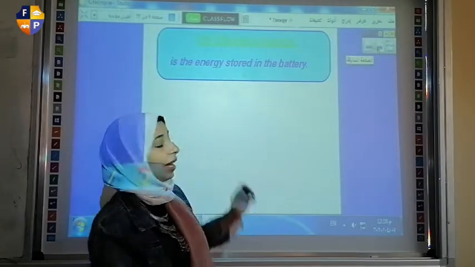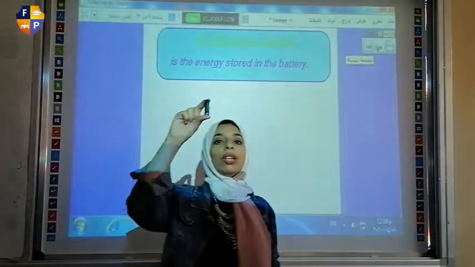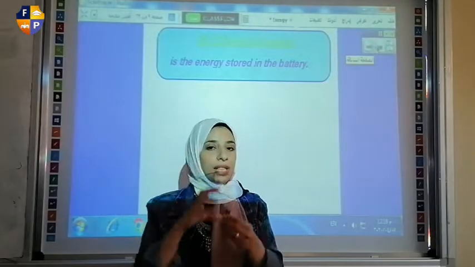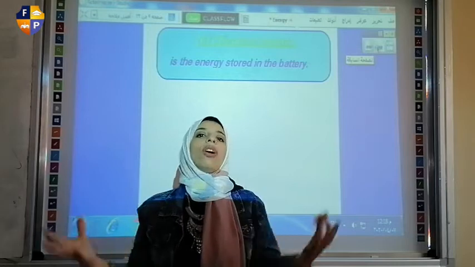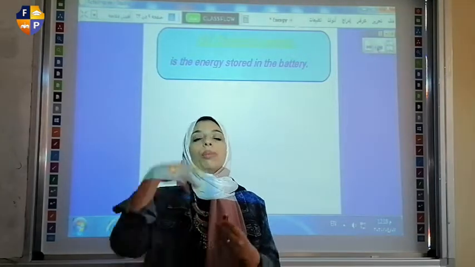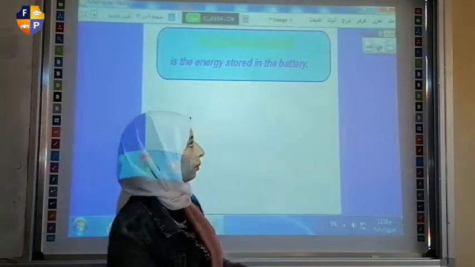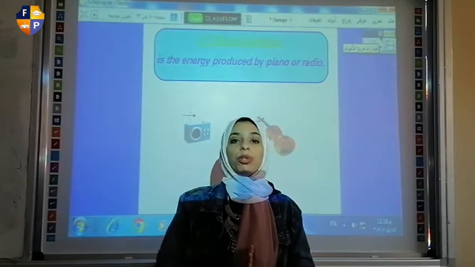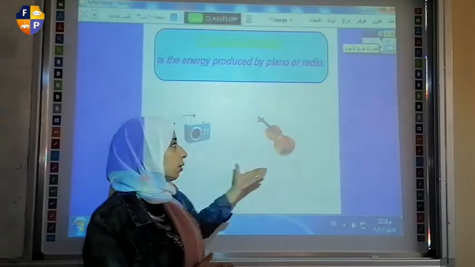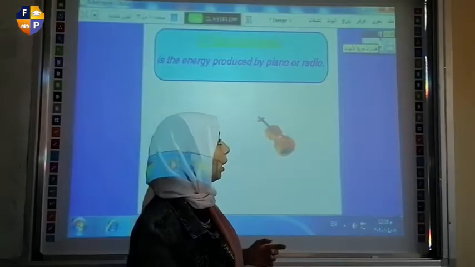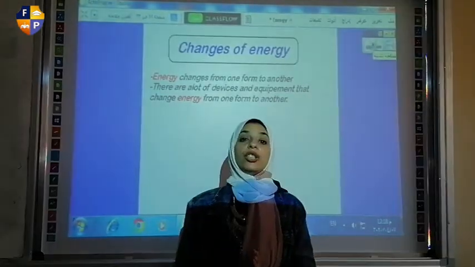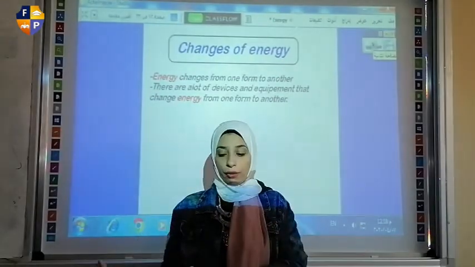And the chemical energy is the energy that is stored inside the battery. This battery contains chemicals. These chemicals react together to produce the electric energy. And the sound energy is like the sound that is produced from the radio and from the guitar and violin. Okay, now we will learn that the energy can change from one form to another form.